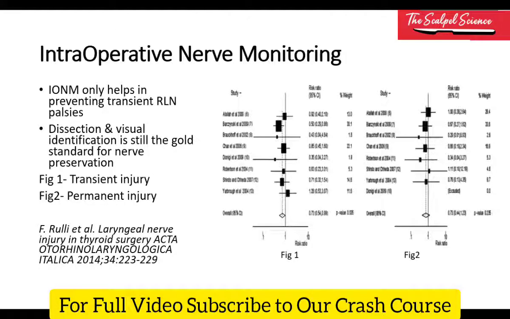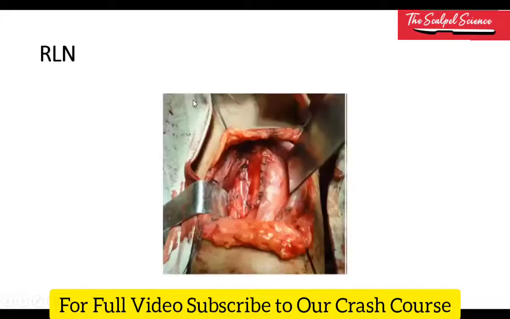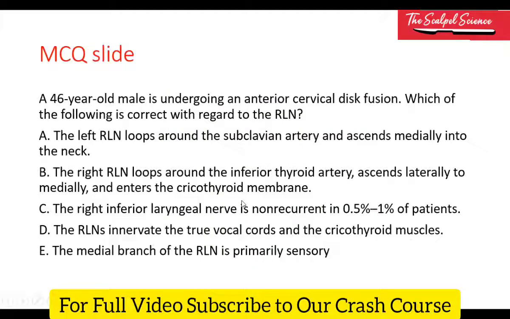Intraoperative nerve monitoring has various studies, especially by Rowley et al., the one which suggested that transient injuries can be avoided while permanent injury remains the same irrespective of use of IONM. So this is the nerve seen intraoperatively.